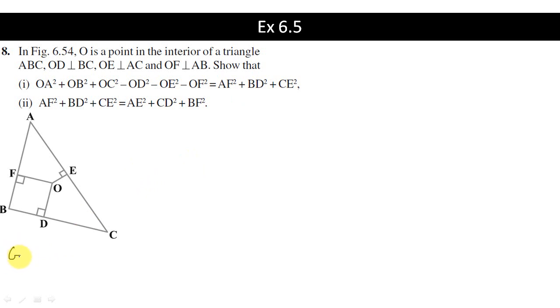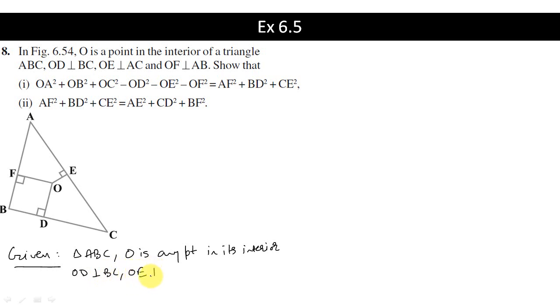So this is given that triangle ABC, O is any point in its interior. OD is perpendicular to BC. OE is perpendicular to AC. OF is perpendicular to AB. This is given.